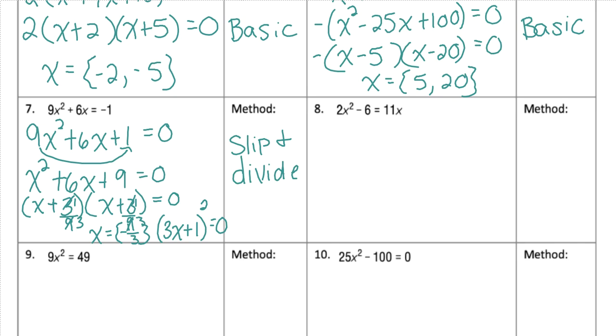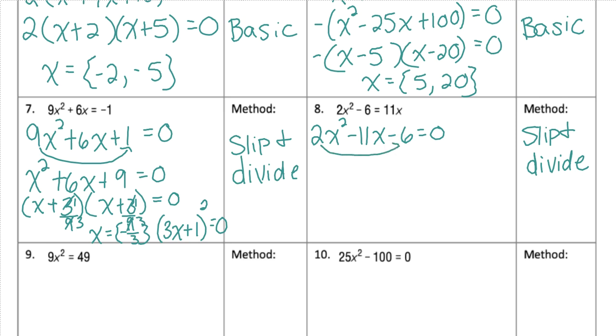Okay, let's look at number 8 now. Get it equal to 0 so I can see what's going on. And I can see that there's no GCF, so I'm going to have to slip and divide to take care of that A value out in front. So multiplying that 2 by negative 6, I get, oops, not 2x squared. We're getting rid of that. We have x squared minus 11x minus 12. When I factor that using my basic method, I get x minus 12 and x plus 1.